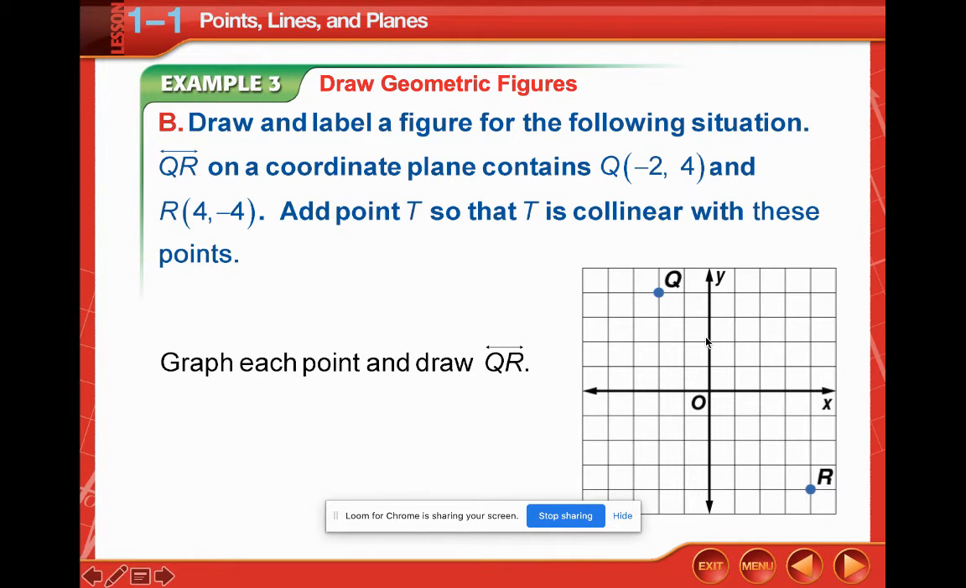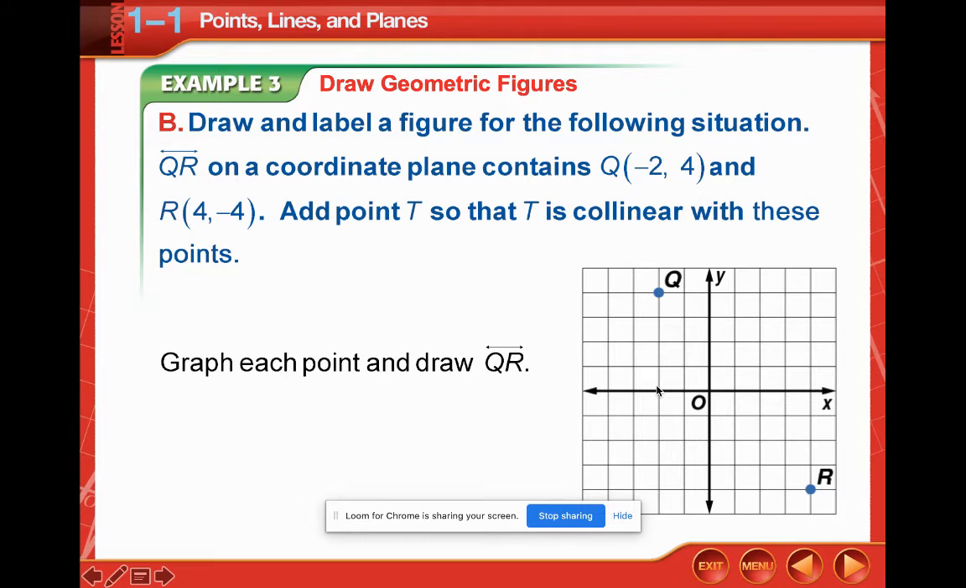And you might be a little confused, like, Mr. Selby, how did you know which way to go? So Q is (-2, 4). The first number always refers to how far over you go. If it's a negative number, when you start here at the origin, you go left. So it's -2, I'm going to go left, over 2 boxes: 1, 2. If it was positive, I'd go over 2 boxes this way. But it's a negative, so we go 1, 2.